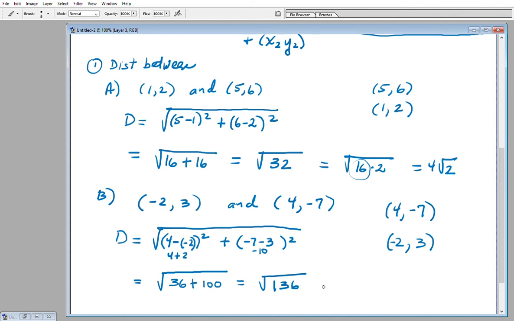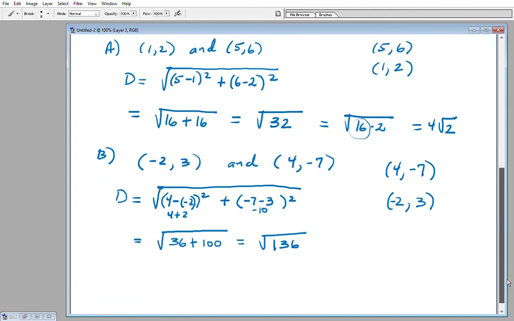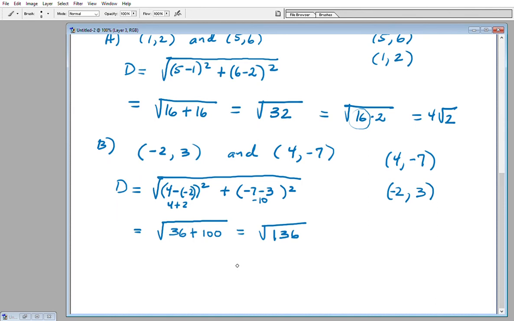Did anyone get this? Square root 136? Okay, great. So that's the distance formula. Let me just give you one more to do quickly. Just any points. Again, I like to put in some negatives. There we have a lot of negatives in there.